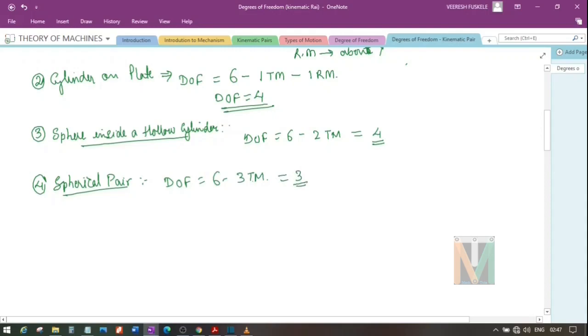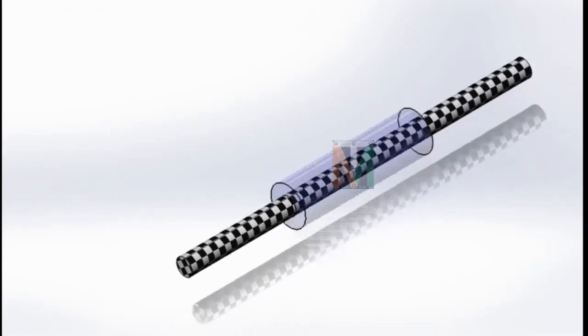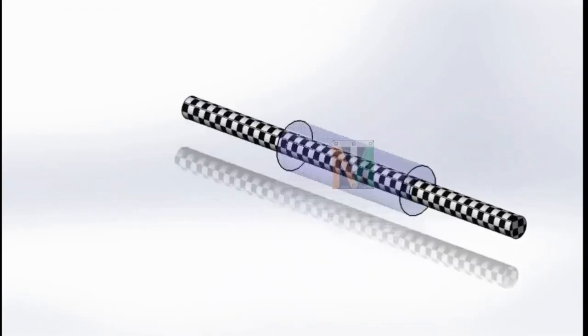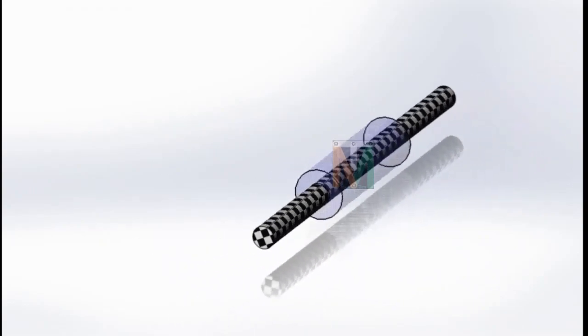Now let us see another example in which the number of restraints would be 4 and the degree of freedom will be 2. So as you see in this figure, there is a kinematic pair in which one of the links is a cylindrical bar or a shaft which is placed inside a hollow cylinder. And notice one thing, that there are no collars or bearings here.